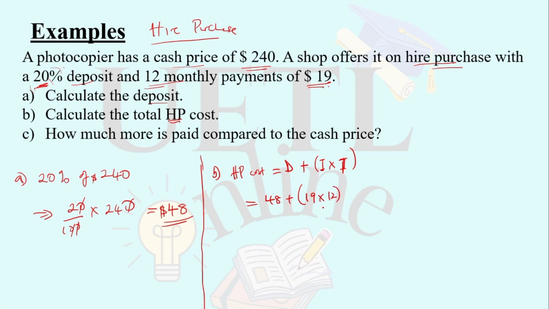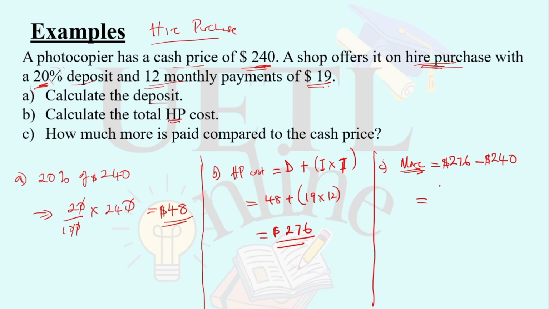Let's work out and find out how much this is: 276. This is the money we are going to pay if we choose hire purchase, but if you choose cash, we are just going to pay 240. Our next question is how much more is paid compared to cash. Let's use the variable more. More is equal to 276, the money you use on hire purchase, minus the money you use for the cash price, which is $240. After subtracting, you're going to pay $36 more. So hire purchase is expensive, and in this case it is very expensive.